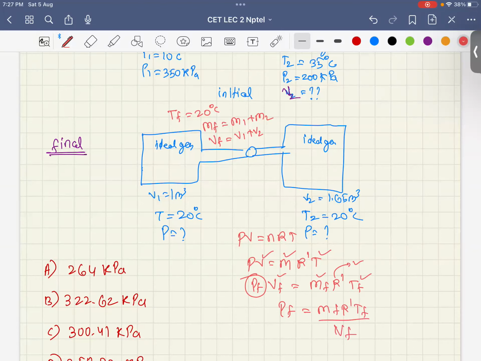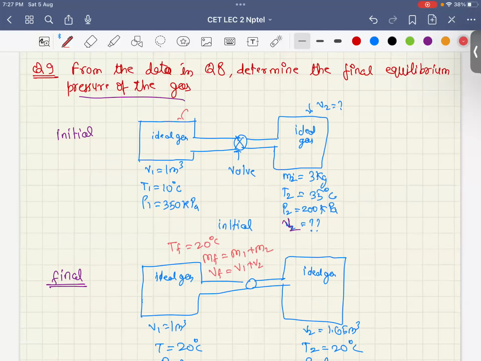So first proceed by calculating the mass of gas in this container. This you can again calculate, right? PV is equal to nRT, or PV is equal to mRT. You can do it any way you like. So did you understand it? Yes, I understood. You understood, right? So just try to figure out how to calculate the mass in this one.